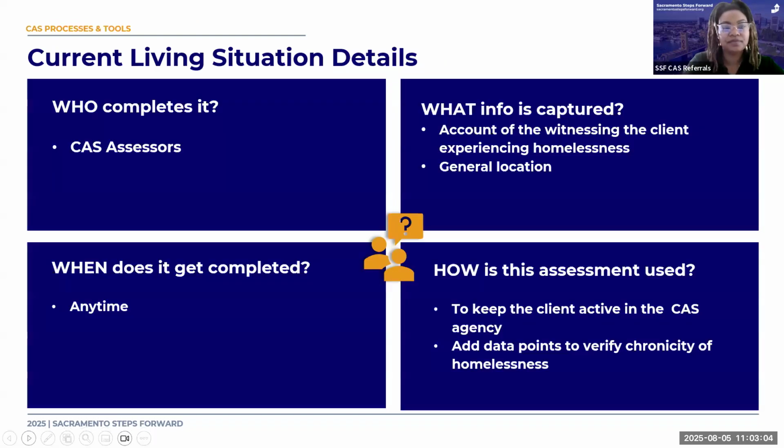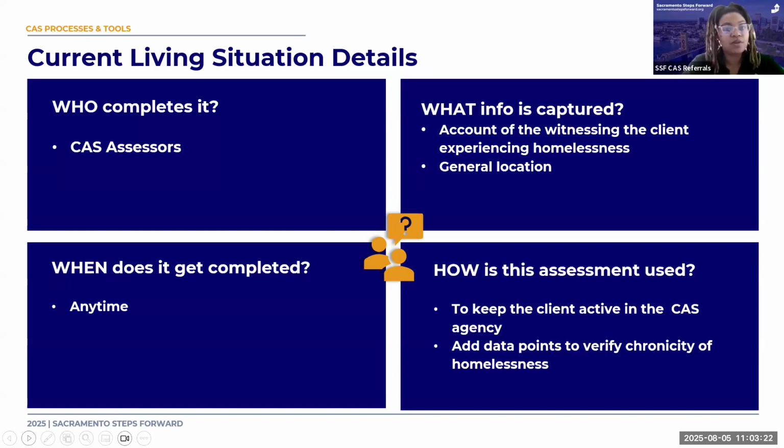Next slide. So who completes it? CAS assessors. What info is captured? An account of witnessing the clients experiencing homelessness. So you as a CAS assessor, you're seeing this. And then just a general location.